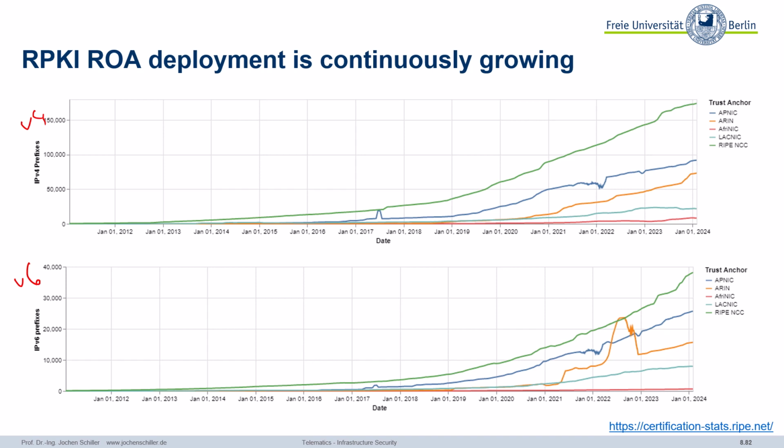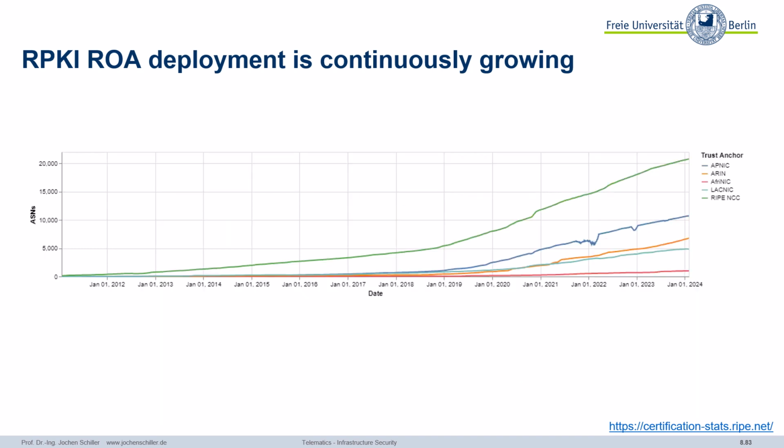And you see the number of prefixes shown here. It's increasing for the prefixes, but still far away from covering everything. And also ASs, so AS numbers, you see it's also growing here. It's okay, it's growing, but as always, it's continuously growing, so that's quite nice.